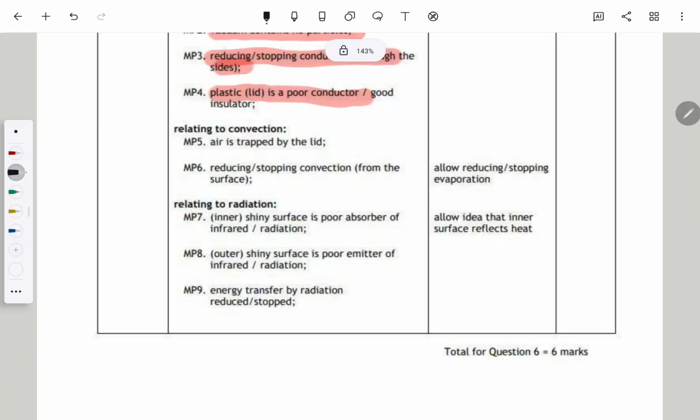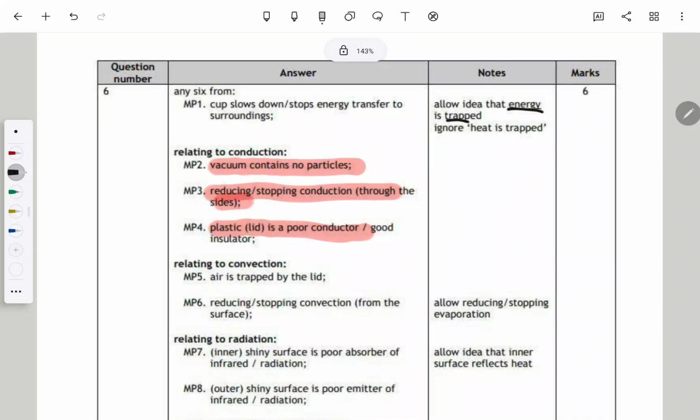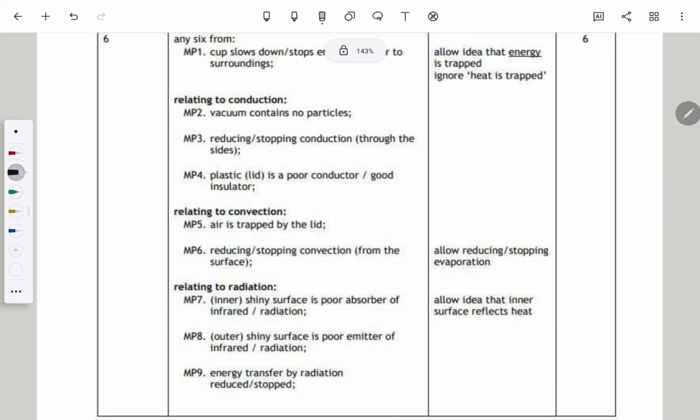Related to radiation, the shiny surfaces are mentioned twice. There are 2 points that we needed to talk about. And also it says energy transferred by radiation is reduced, which is a start-up point. So you don't literally need to have them numbered as 1, 2, 3, 4, 5, 6, but that's better for you to guarantee getting a good mark on a question.